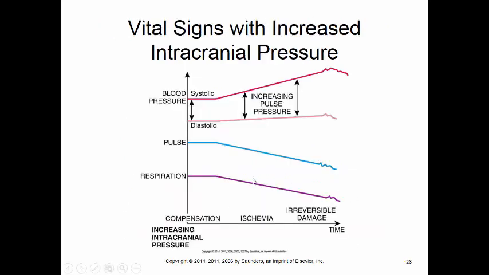And so what we'll see is over time respiration decreases, leading to more ischemia. The pulse goes down because the pressure is going up. And you can see our blood pressure goes up, up, up, up, up, until it gets to a point where it can't go up anymore, and we're going to have irreversible damage.